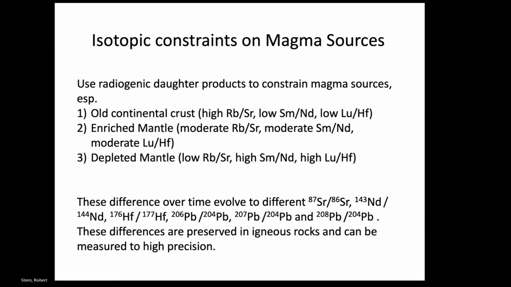Then we have the enriched mantle, which has a moderate rubidium-strontium, a moderate samarium-neodymium, and a moderate lutetium-hafnium. And then we have depleted mantle, which has low rubidium-strontium, high samarium-neodymium, and high lutetium-hafnium. And these differences over time will evolve to different strontium, neodymium, hafnium, and lead isotopic ratios. And these differences are preserved in igneous rocks and can be measured to high precision.